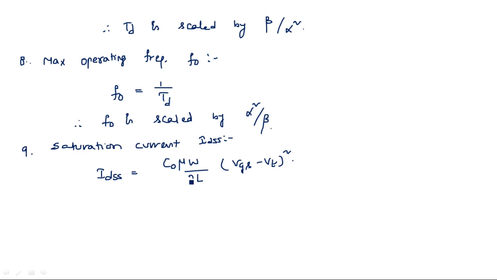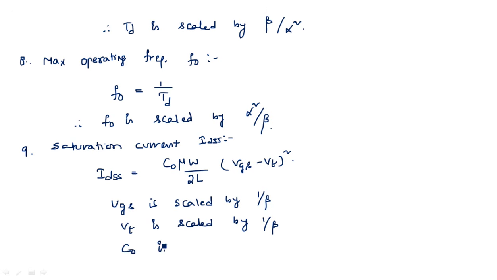Now see the individual scaling factors. VGS and VT are scaled by 1 by beta, that we know. As they are voltages, VGS is scaled by 1 by beta, VT is scaled by 1 by beta.